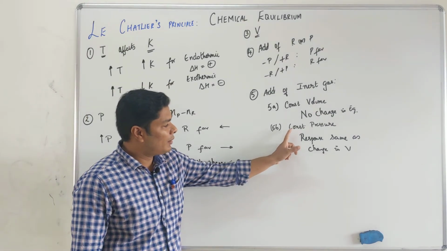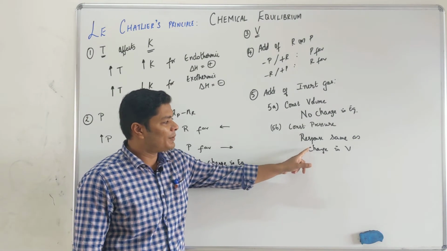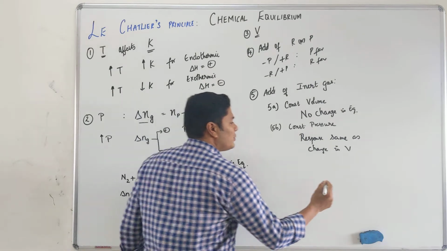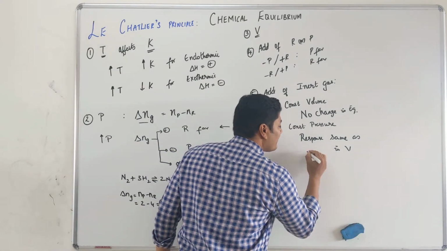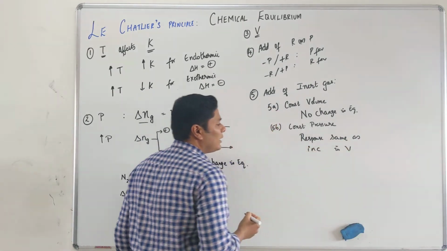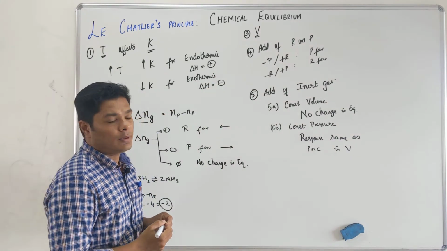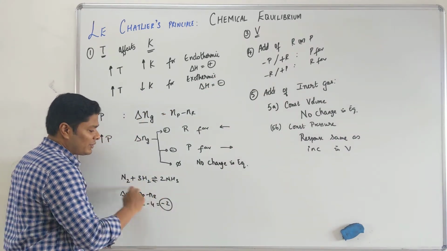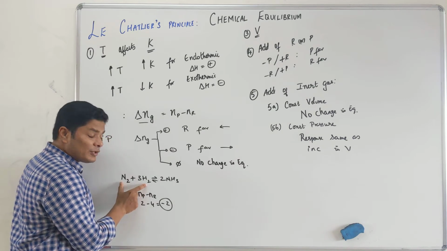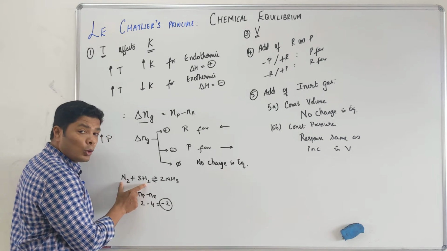When I add in pressure, what happens is the change in volume, or more specifically, an increase in volume. Volume increase ana enna agum? Okay, let's take for example Haber's process. Volume increase ana, this side is going to love it because I have more room, I can go to the left side.